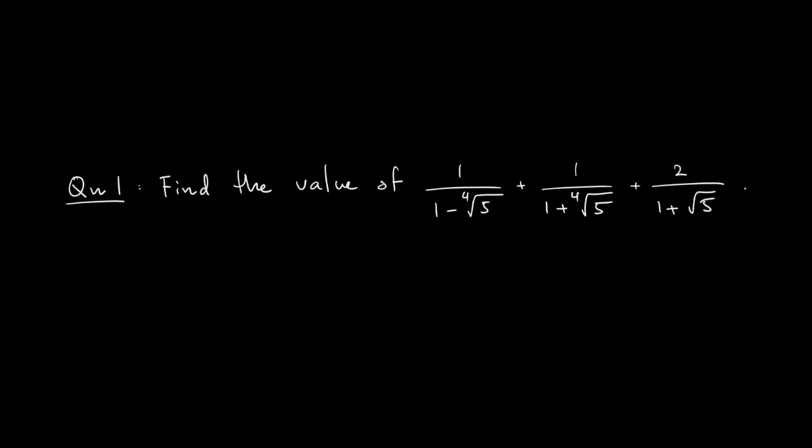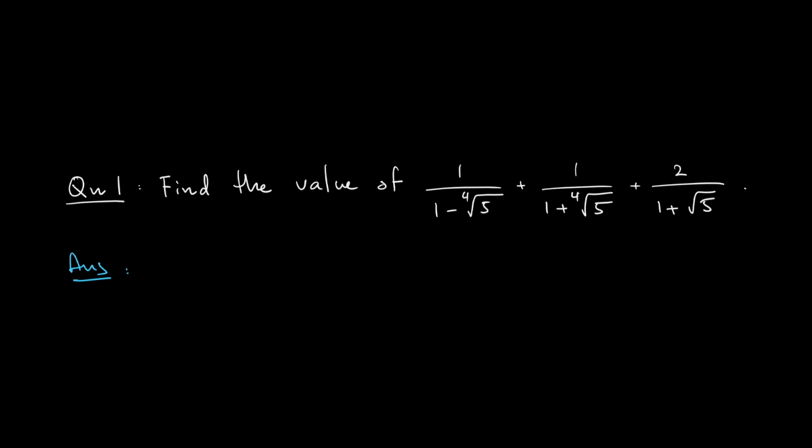First of all, question 1. The question asks us to find the value of this expression. The expression is 1 over 1 minus 4th root of 5, plus 1 over 1 plus 4th root of 5, plus 2 over 1 plus square root of 5. So how do we approach this question? Let's try together.